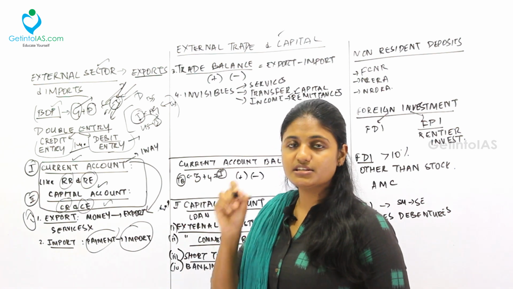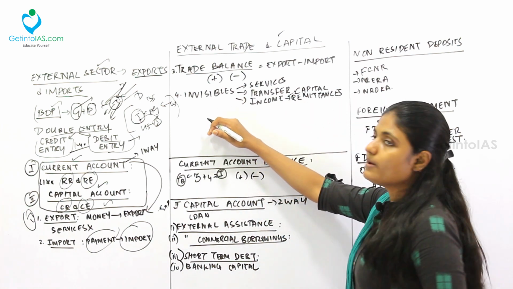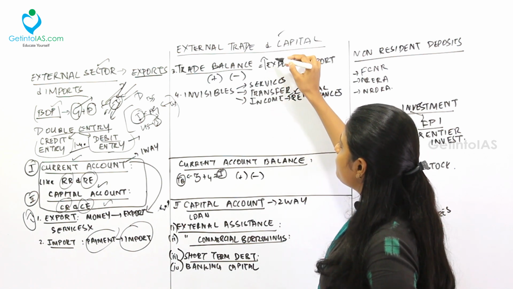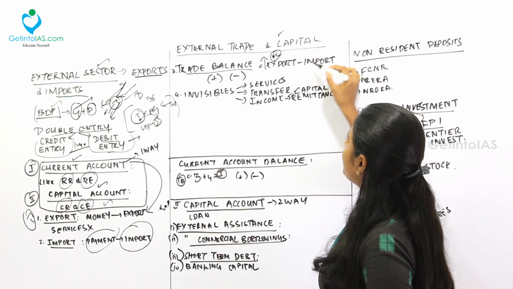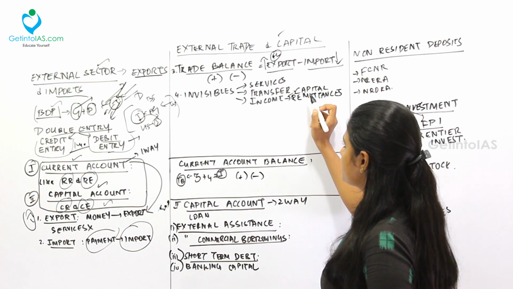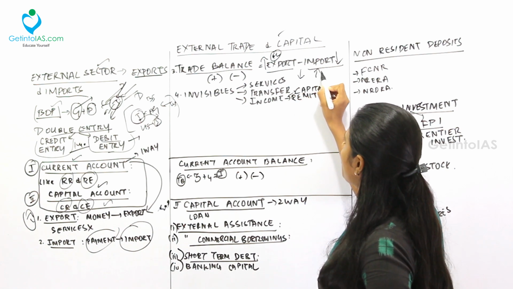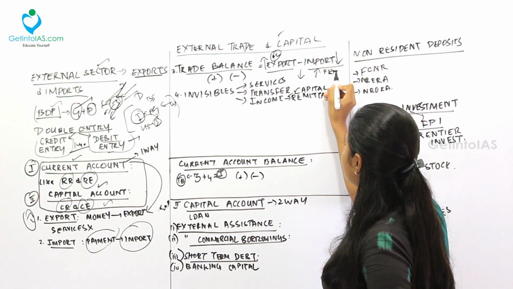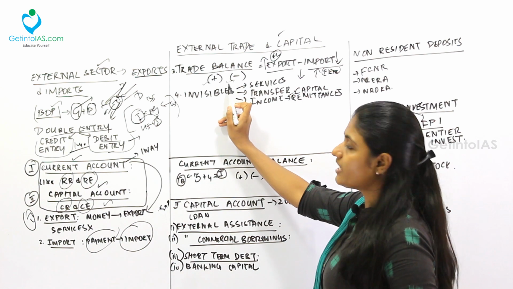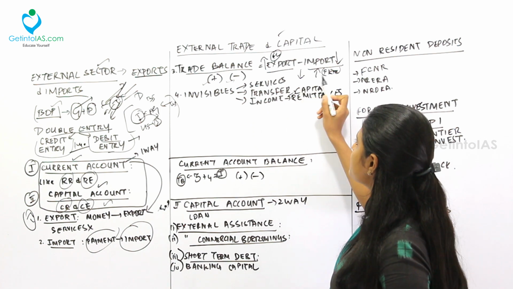Next, coming to the trade balance: keep in mind, the trade balance is only for goods and not for services. The trade balance is export minus import. For a country like India, if we export more, we will get a lot of foreign currency, and the import should be less. Then the trade balance is positive. If the export is less and the import is more, then our foreign reserve is getting depleted. That is called a negative trade balance. Positive means export is more and import is less; negative means export is less and import is more.